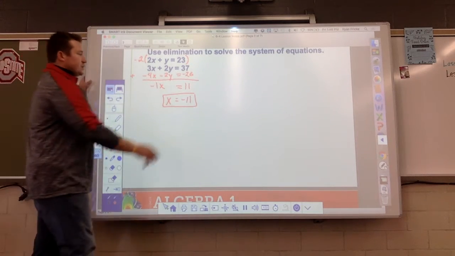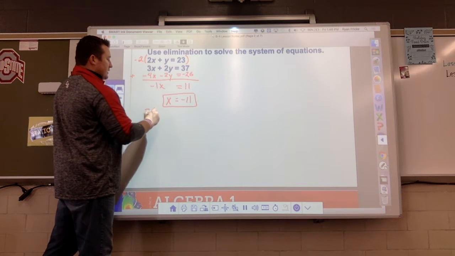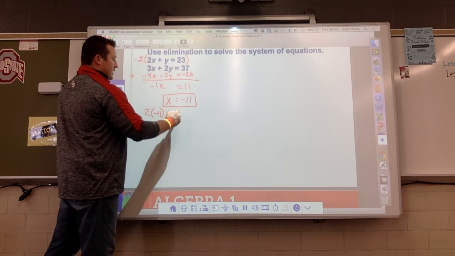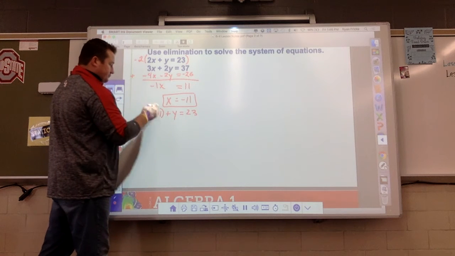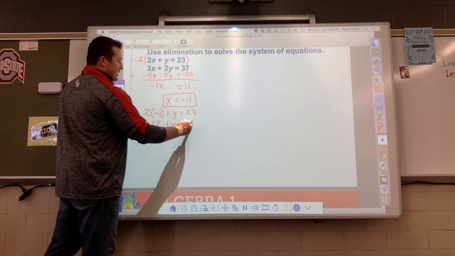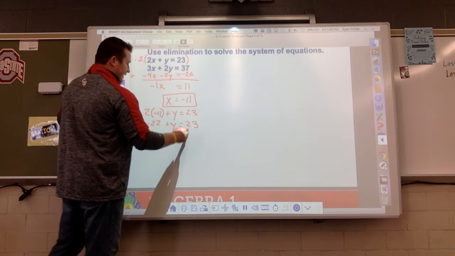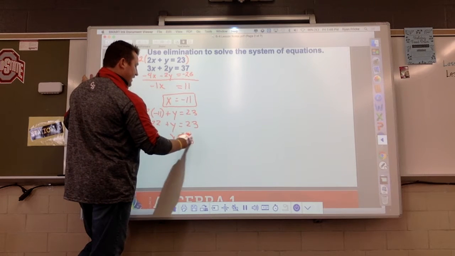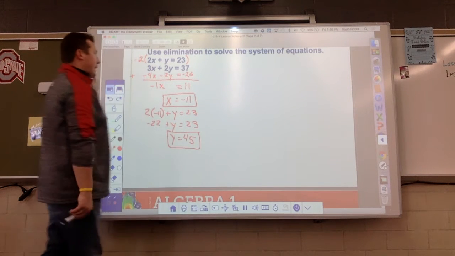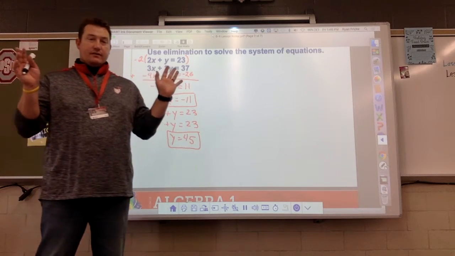Plug, substitute, -11 back in here for x. So I'm going to go 2 times -11 plus y equals 23. This is -22 plus y equals 23. We're going to add 22 to both sides, and this should turn into what? 45. Okay? Bam. Done. There we go. Okay? Oh, that's it. Okay?